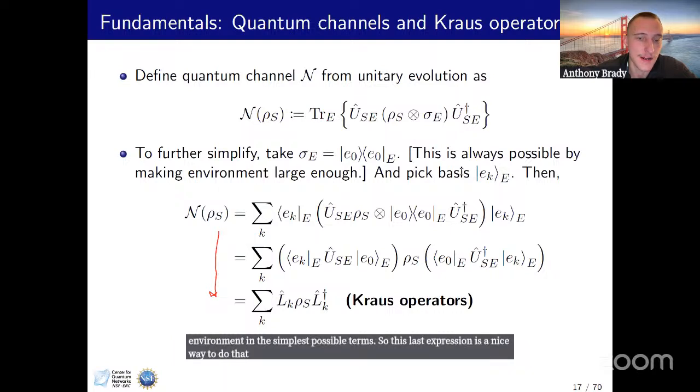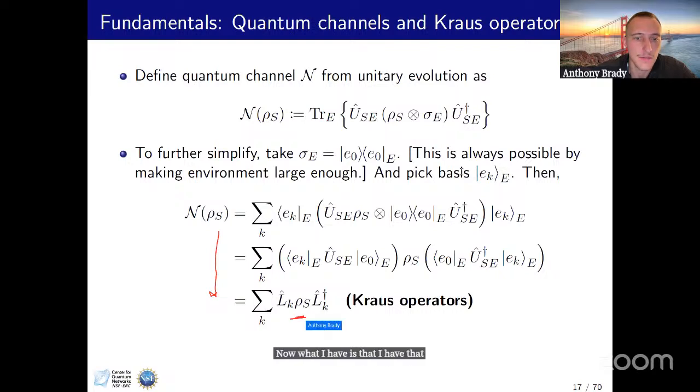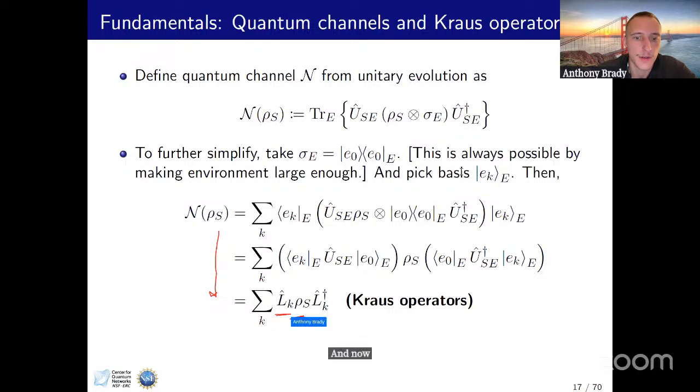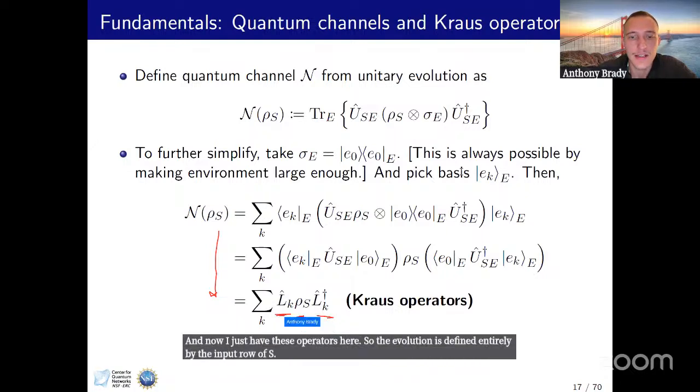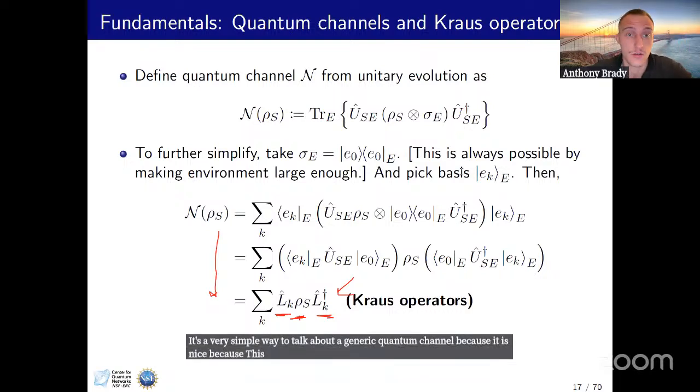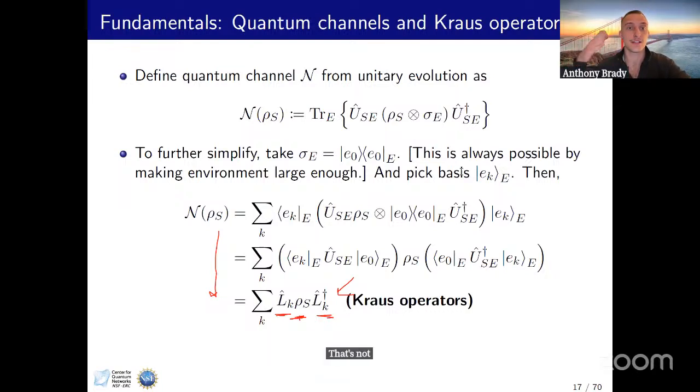Because I don't have access to the environment, what I have is the state of the system that's evolving through this quantum channel, and now I just have these operators here. So the evolution is defined entirely by the input rho of S plus these operators, which I've only abstractly identified. It's a very simple way to talk about a generic quantum channel, because this describes any kind of quantum channel whatsoever. This could describe a very complicated state of light going through a fiber, or a qubit, a spin that's not just precessing but is wobbling around.